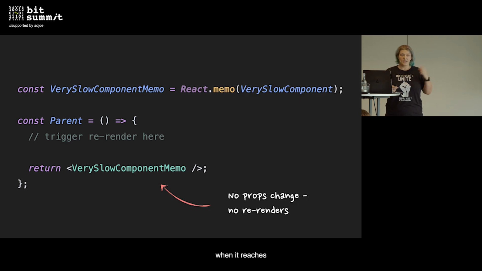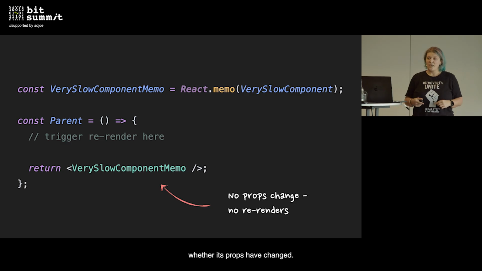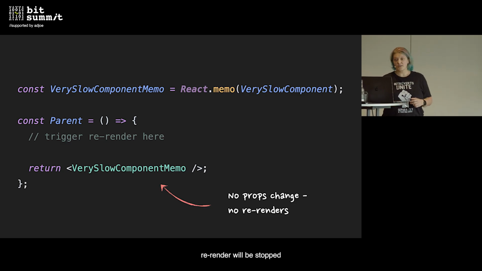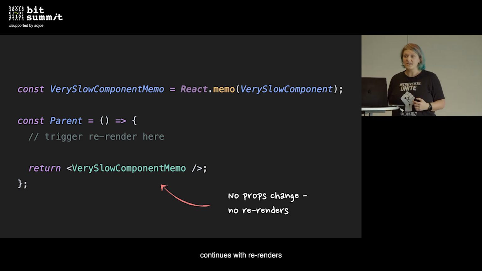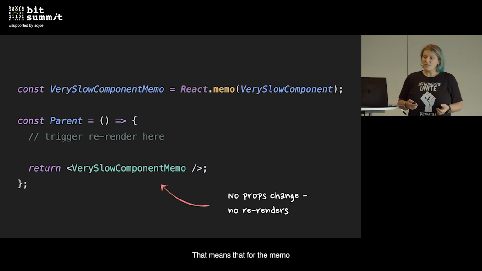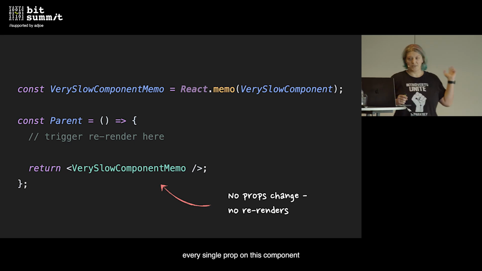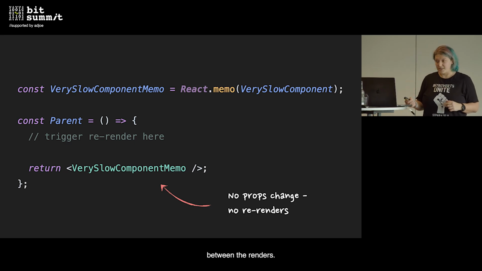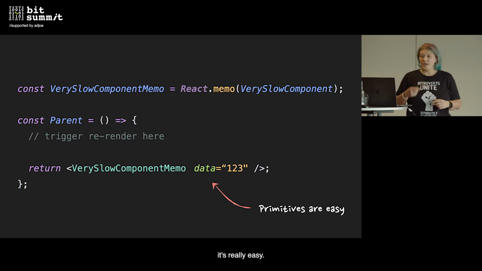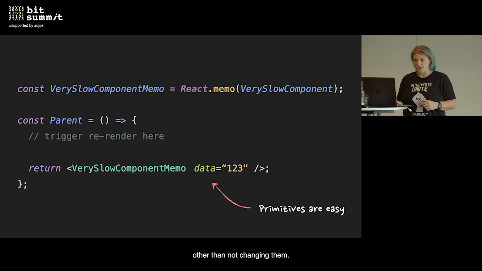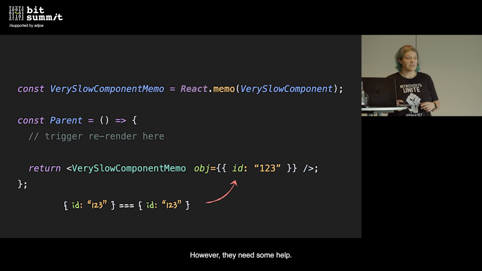Now, in this code, when React reaches this component in the tree, it will stop and check whether its props have changed. If none of the props change, then re-renders will be stopped. If even a single prop changes, React continues with re-renders as if no memoization happened. That means that for the memo to work properly here, we need to make sure that absolutely every single prop on this component stays exactly the same between re-renders. For primitive values, like strings, it's really easy. We don't need to do anything other than not changing them. For arrays, objects, and functions, however, they need some help.